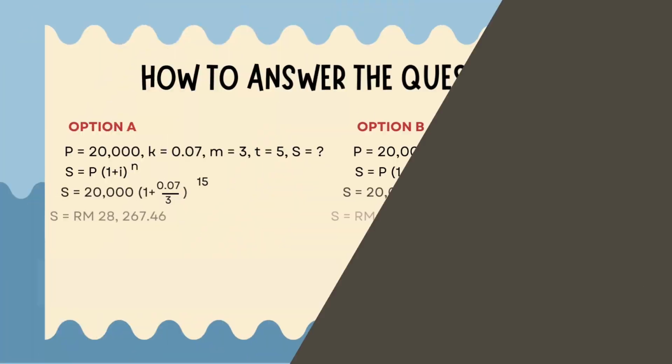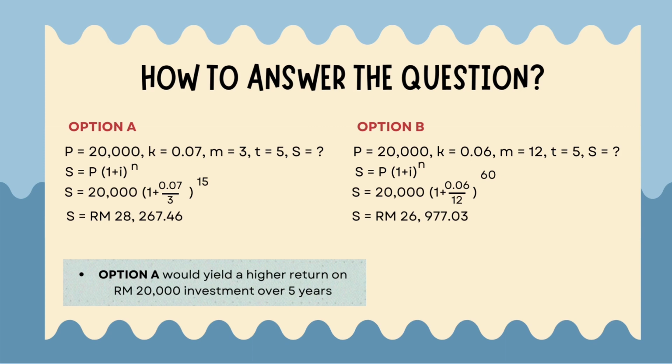We're comparing two investment options, option A and option B, to determine which one will yield a higher return on an RM20,000 investment over 5 years. As you can see, all the keywords are already highlighted. The principal P is RM20,000, the term T is 5 years.